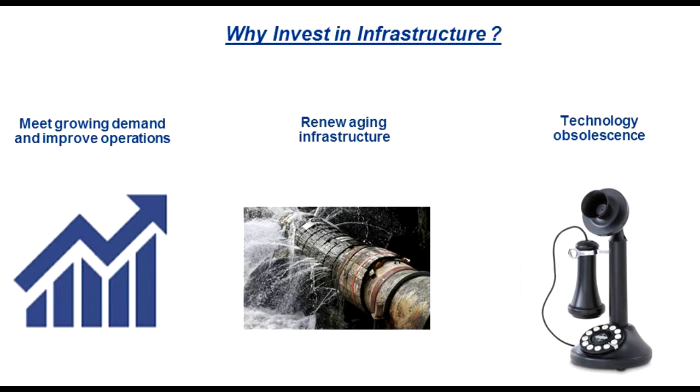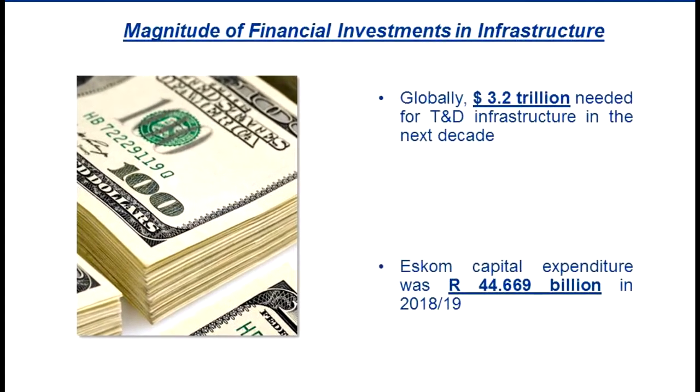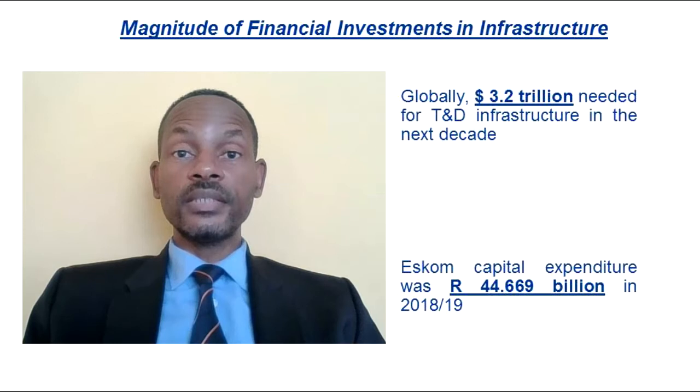This can be necessary if more efficient and more capable technologies are introduced or if technologies currently being used are discontinued. Budgets for financial investments in infrastructure projects can be huge. As an example, it is estimated that globally $3.2 trillion needs to be invested in transmission and distribution infrastructure in the next decade. Another example closer to home is that of Eskom. The company invested an amount of 44.7 billion South African rands in infrastructure in the 2018-19 financial year.